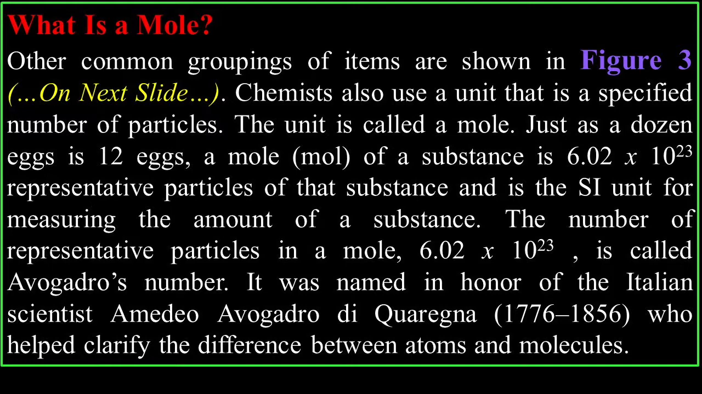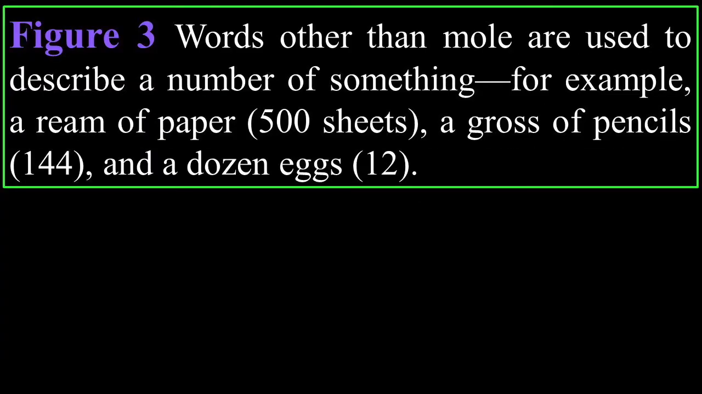The number of representative particles in a mole, 6.02 times 10 to the 23rd, is called Avogadro's number. It was named in honor of the Italian scientist Amedeo Avogadro, 1776 to 1856, who helped clarify the difference between atoms and molecules.